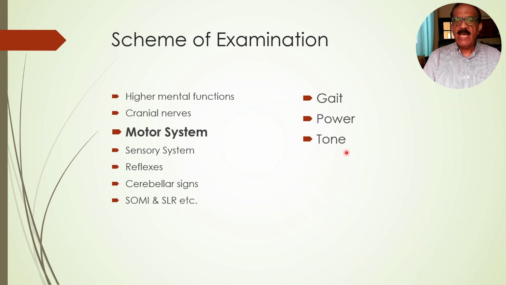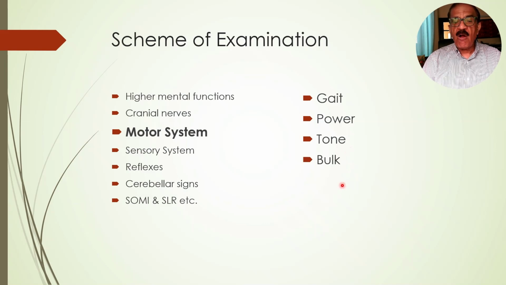Then tone, in a person whom you ask to relax and not resist, you should be able to move his body parts without any resistance. So tone is very little, not sufficient to resist the movement. But in certain diseases, there may be an increase in the tone, and there are diseases where there may be reduction in tone, and there are various patterns. Like you could have clasp knife rigidity, you could have the cogwheel type of rigidity, you could have lead pipe type of rigidity, and this will be discussed in subsequent videos.